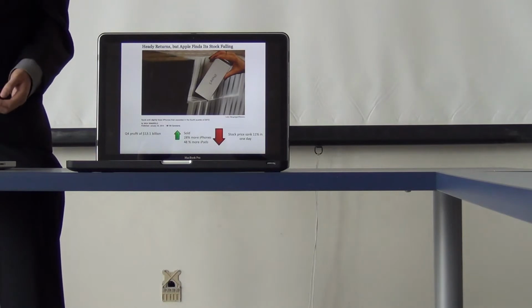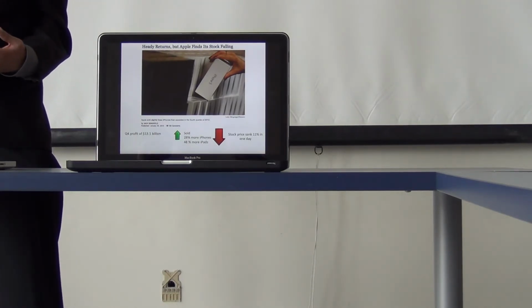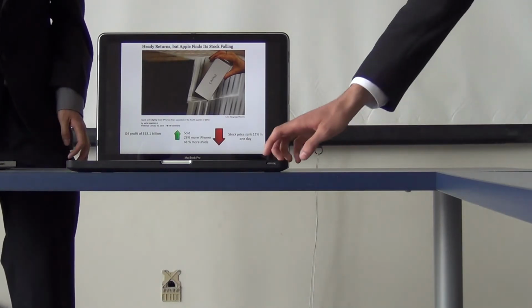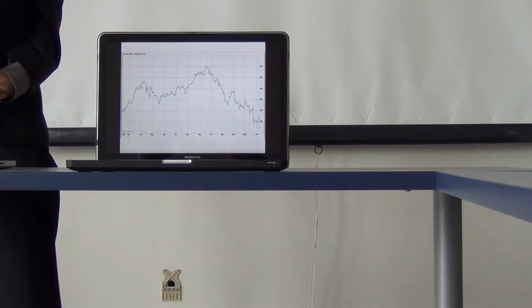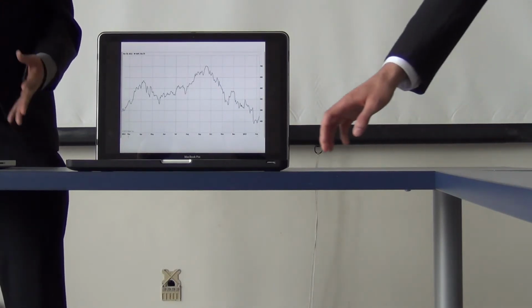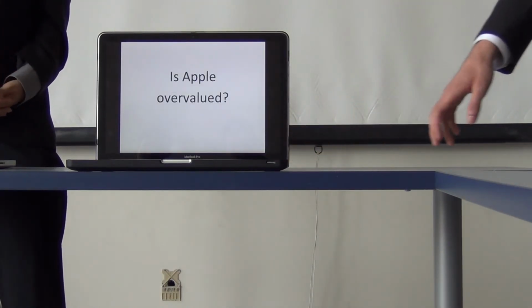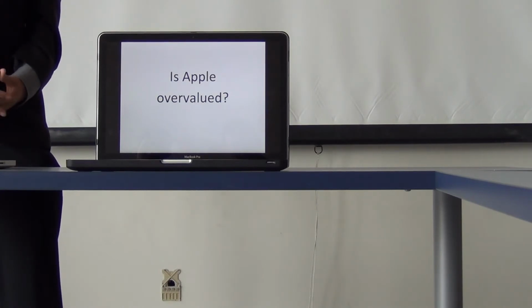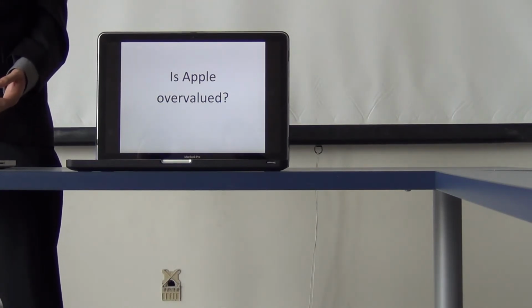Well, it's because stock analysts expected too much out of Apple. They expected even more sales in iPhones, more profits, more sales in iPads, and Apple did not meet those expectations. As a result, if you look at the 1-year performance of Apple's stock price, it dropped from 700 to 400. So the last question is: is Apple overvalued? Is that why the stock price dropped so much in spite of continually increasing earnings?